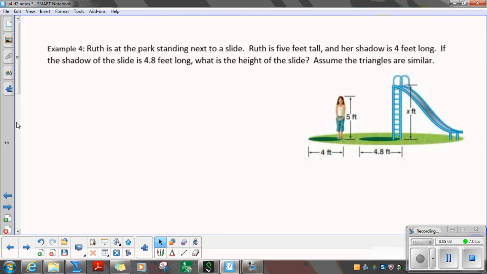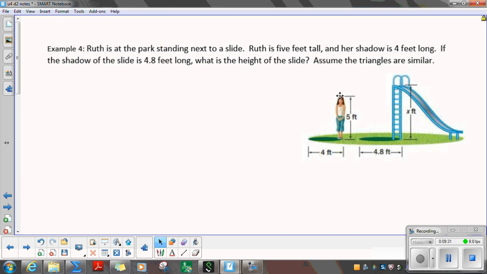Alright, and then the last example is our word problem for it, which is very similar to the similar figures we just did. Sometimes you'll get a picture that goes with it, which is really nice. Sometimes you might need to draw your own picture, which is totally fine. Okay? So here, Ruth is at a park standing next to a slide. Ruth is 5 feet tall and her shadow is 4 feet long. If the shadow of the slide is 4.8 feet long, what is the height of the slide? Assume the triangles are similar.